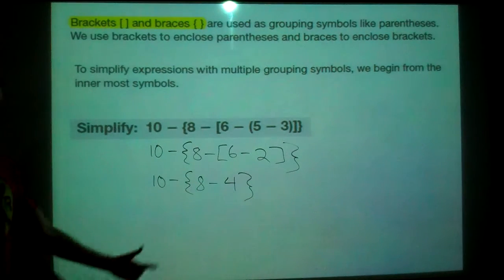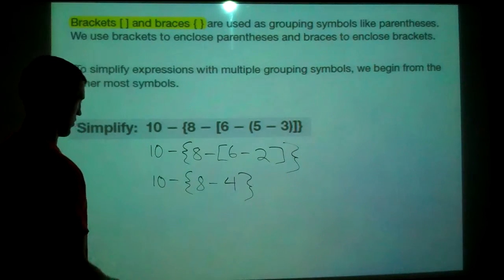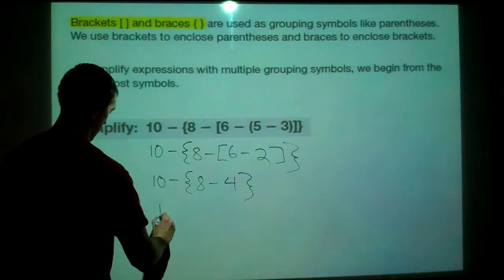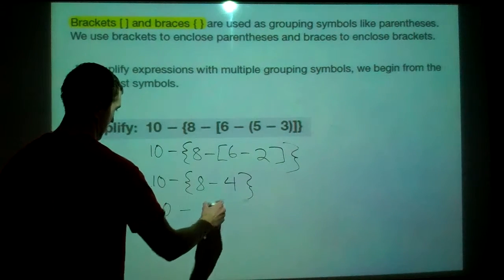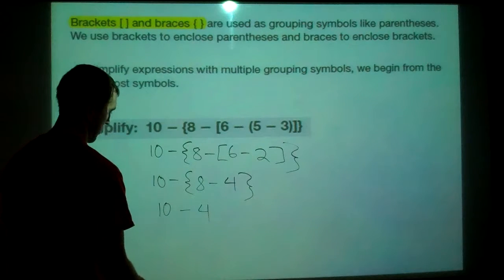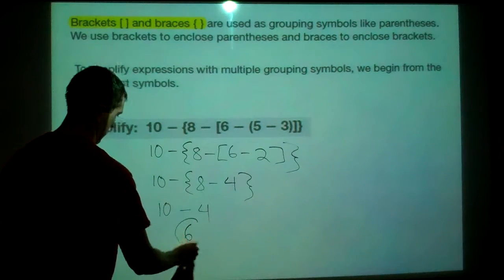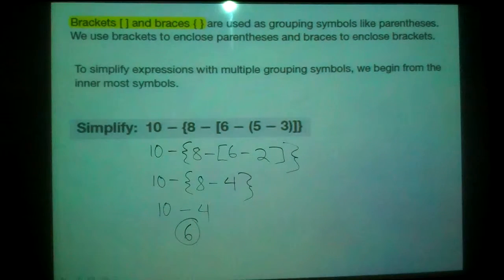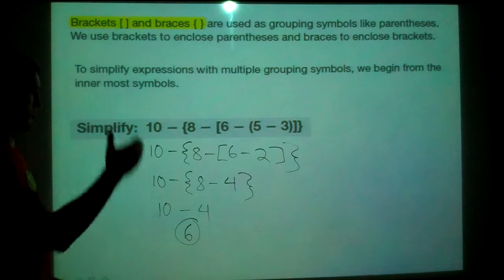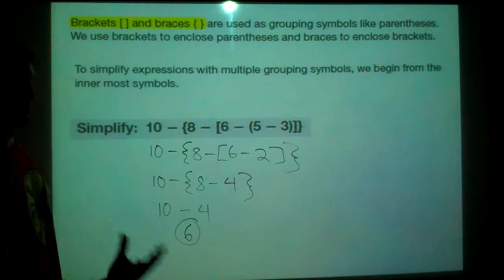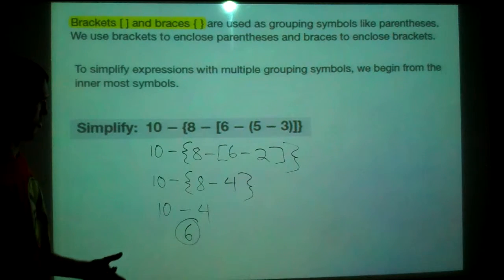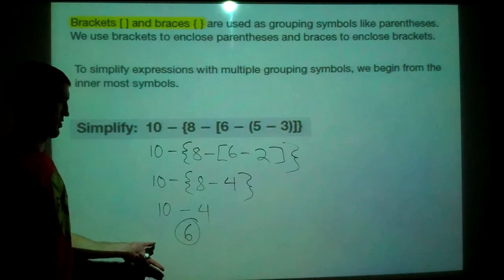And now we have just our braces, which are basically like parentheses. So we have 8 minus 4, which is 4. And then 10 minus 4 gives us 6. So once again, keeping everything organized, moving in a vertical motion, makes things pretty easy. Takes a little more work, but really it doesn't take too long, as you can see.